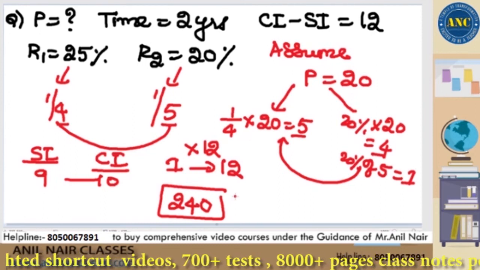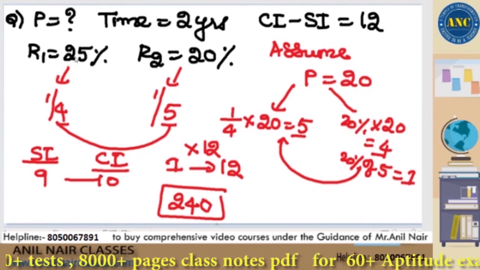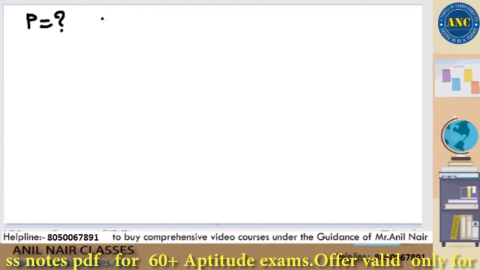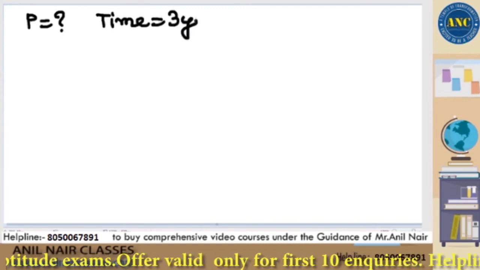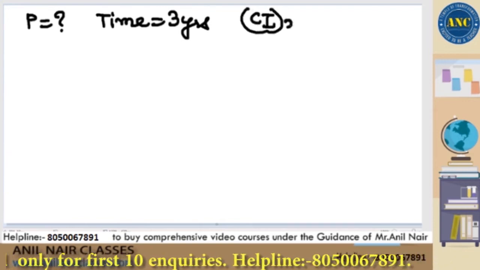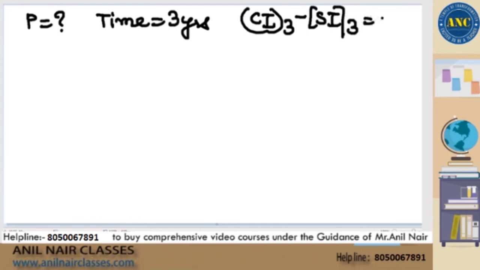Please write down, sir. Does it make any difference? It makes no difference. Principal equivalent to how much? Time period equivalent to 3 years. CI 3 minus SI 3 is 64.